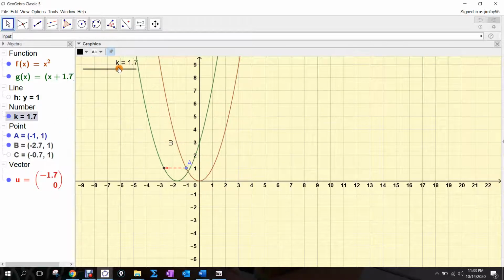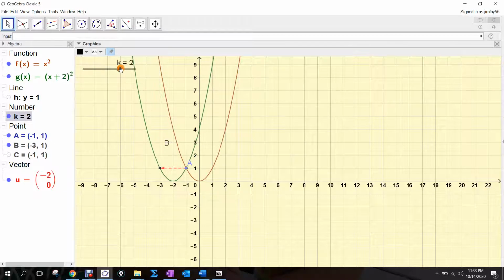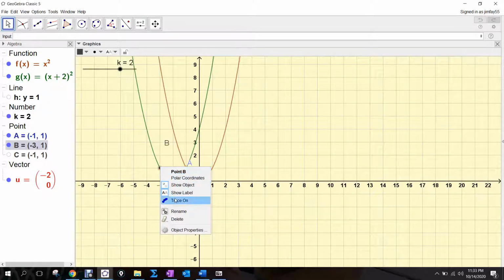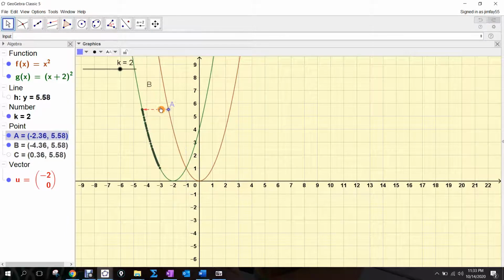If k was 2, we see that ordered pair right there that was -1, 1 now becomes -3, 1 because of the distance of 2, which is seen right there. Now it was plus 2, so that means we move to the left 2. And I can do that same thing that I was doing earlier where I take that point A and I can show you as I move it, okay, it's tracing over.